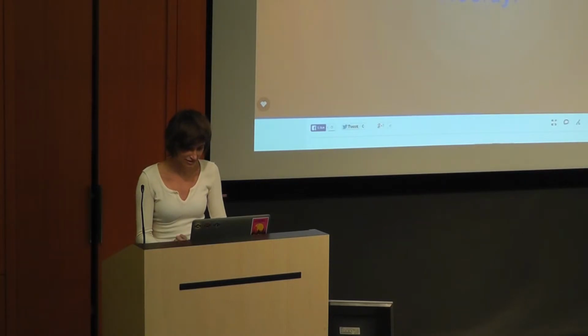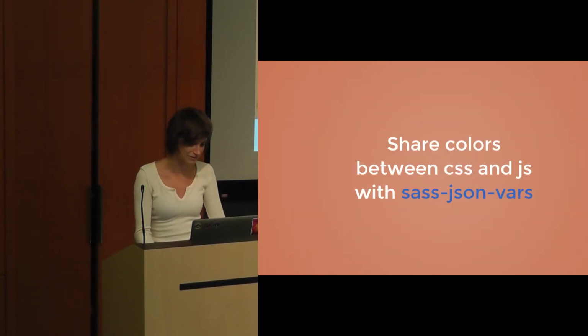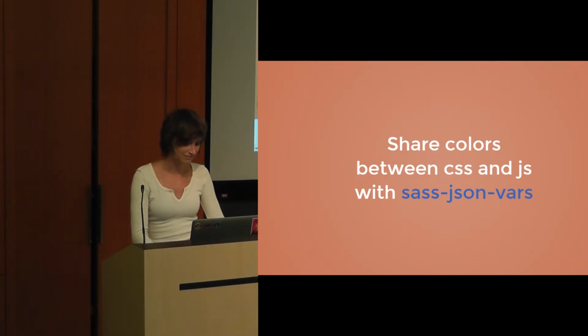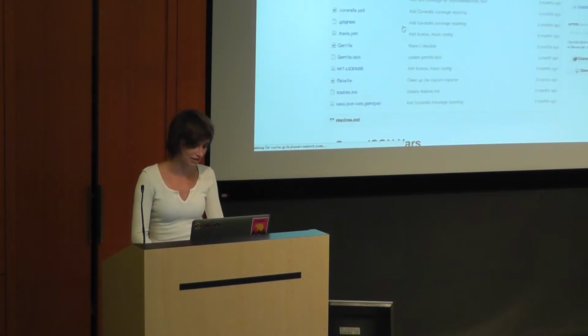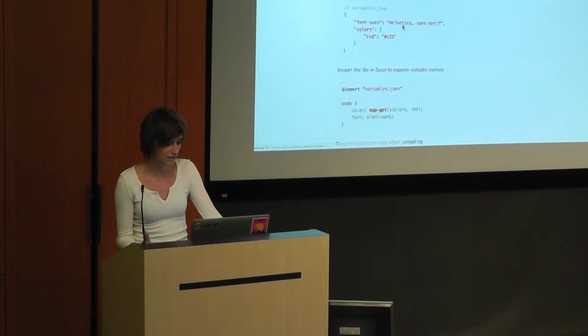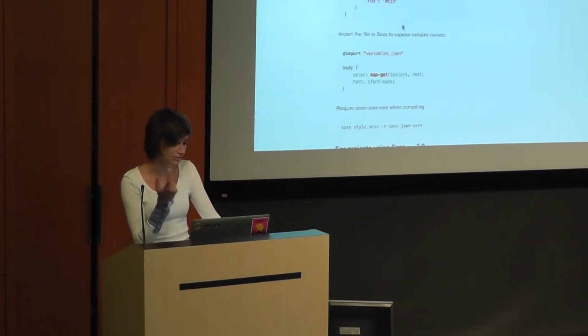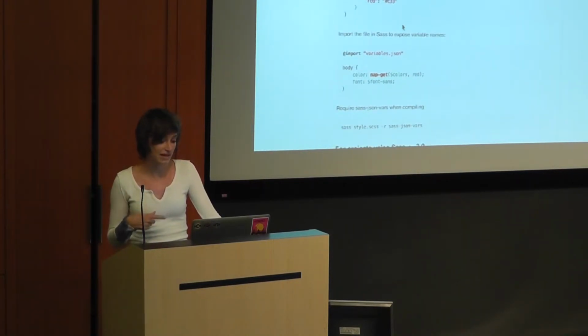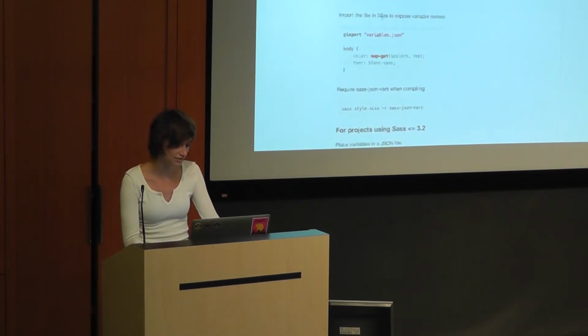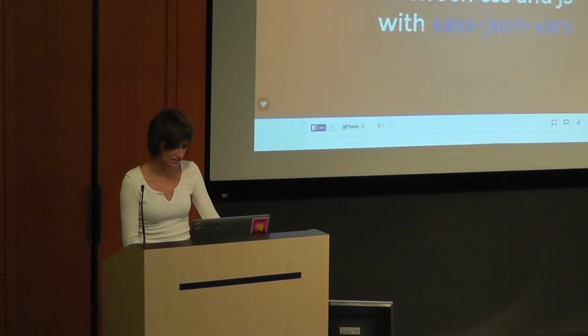It's great. So now, how do we handle JavaScript? We basically want to share these colors across CSS and JavaScript. So we're going to use a Sass plugin called Sass JSON vars. You can find it on GitHub. Basically, it just allows you to create some sort of variable JSON and import that into Sass. And then, of course, you can use that in your JavaScript as well. So that's pretty handy.